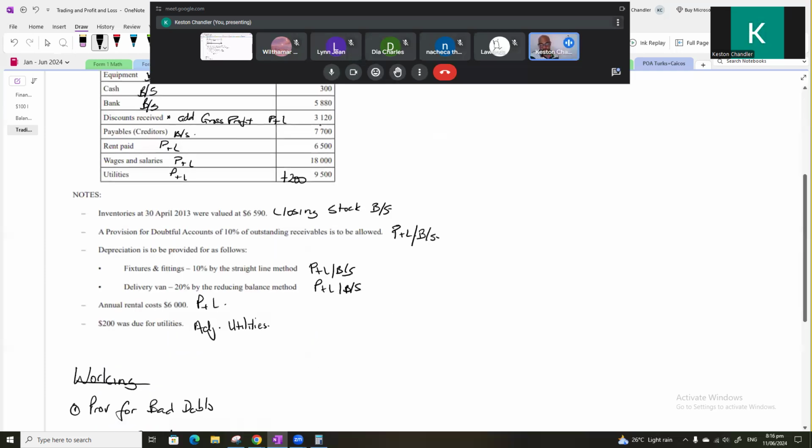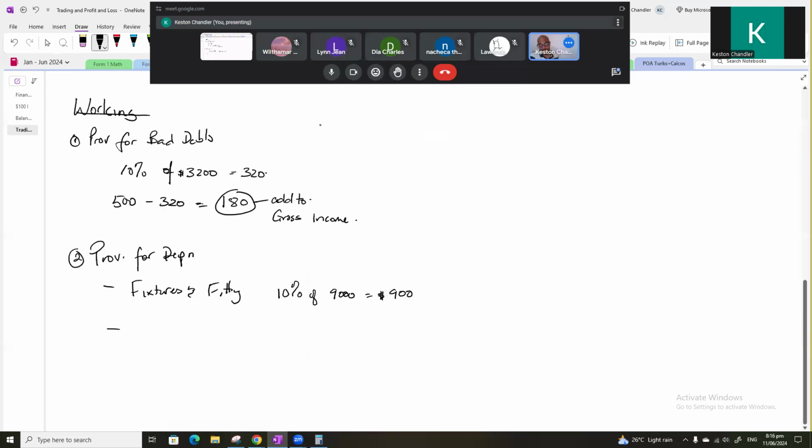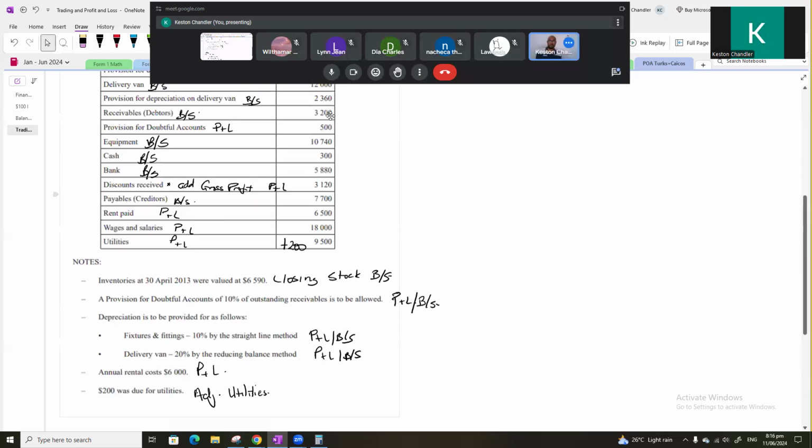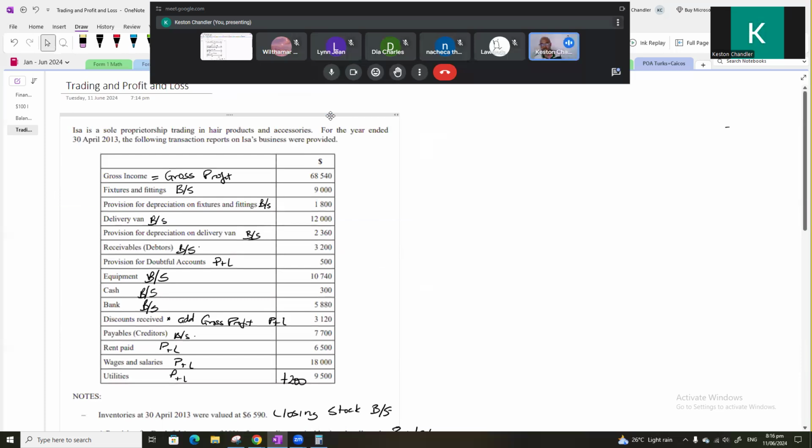Delivery van, 20% reducing balance. So remember what I said with the reducing balance method. You need the cost minus depreciation to date to give the net book value, and that's what you're going to find the percentage of. So the delivery van is 12,000 and the depreciation to date is 2,360.